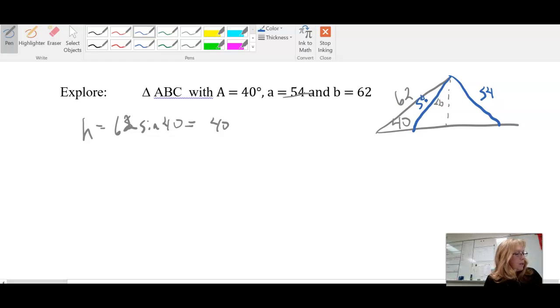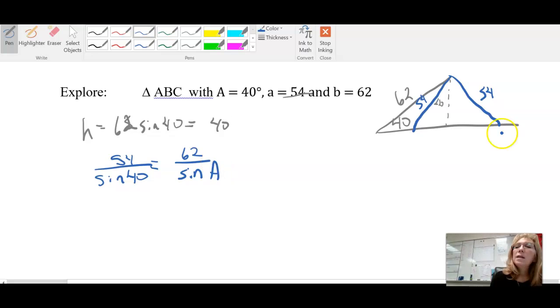I think I'll do it the other way, just for those of you who like to do it in that direction. So now I need to calculate the sine of A. So we're going to go 54 over the sine of 40 equals 62 over the sine of A. We're finding this angle right here. Nope, that's actually B. Let's get rid of that. Let's put a B in here. So we're finding this guy. Okay, do your law of sines.